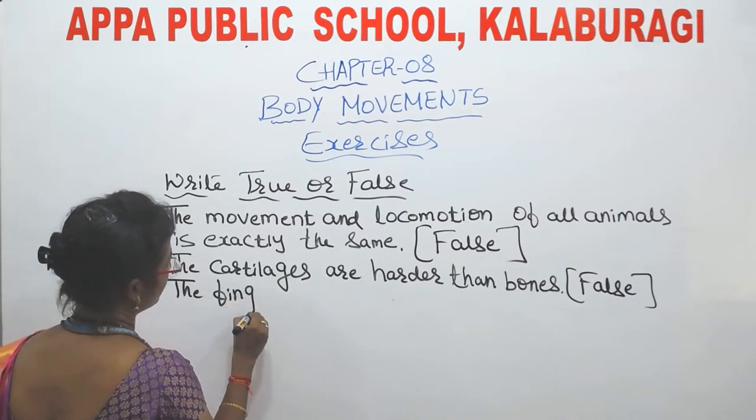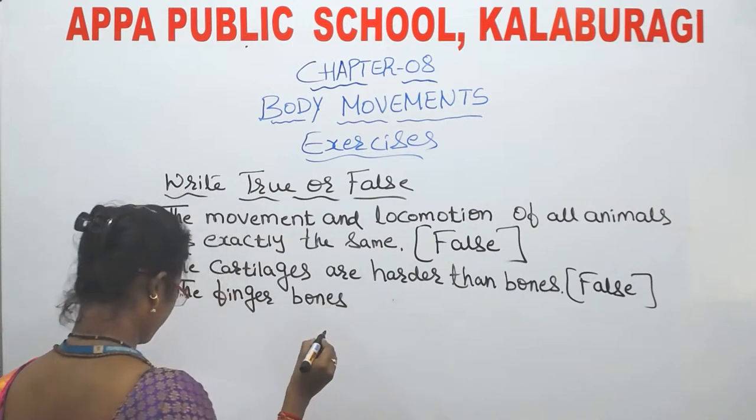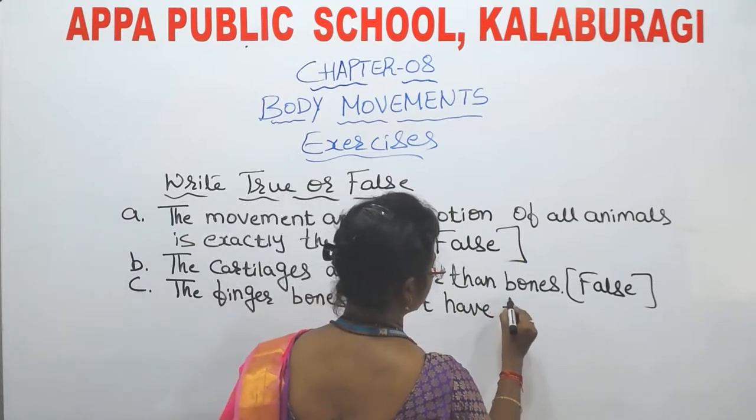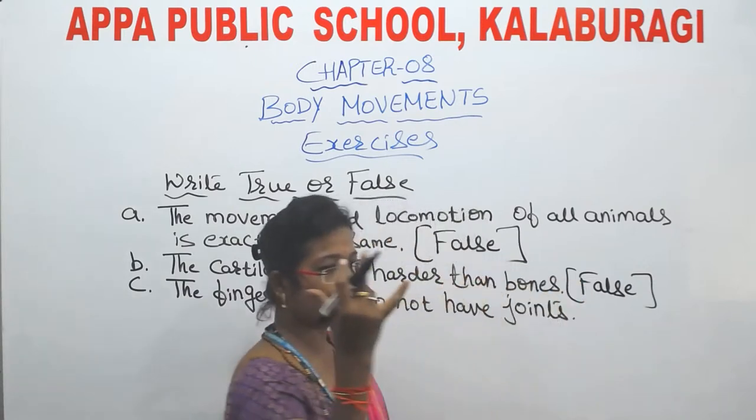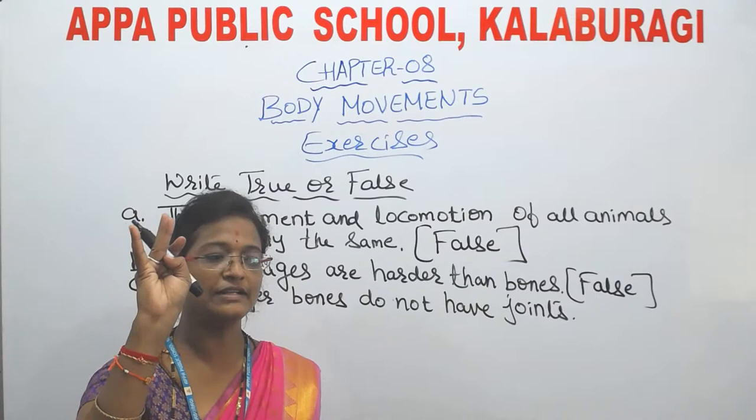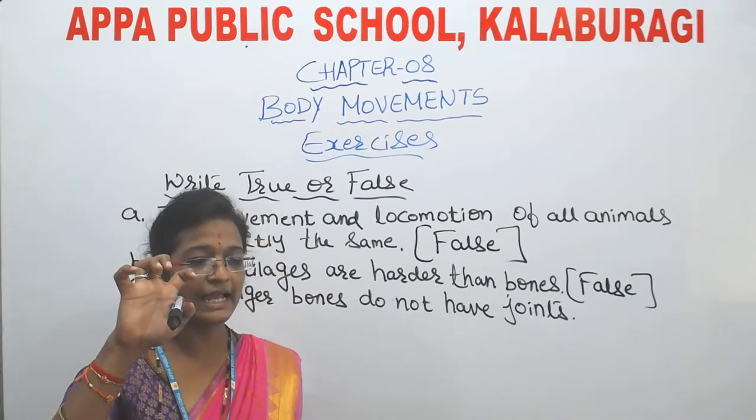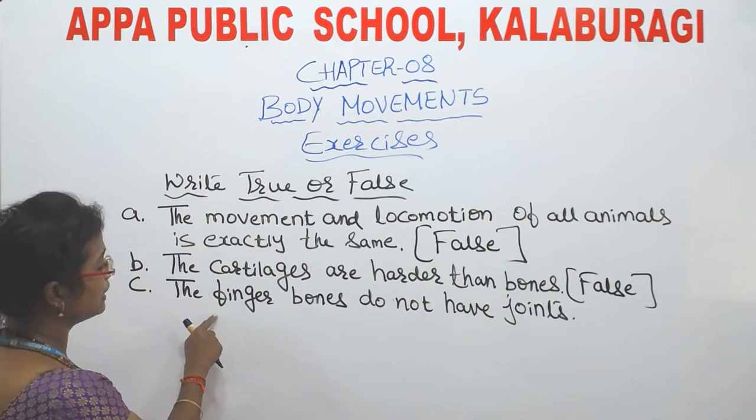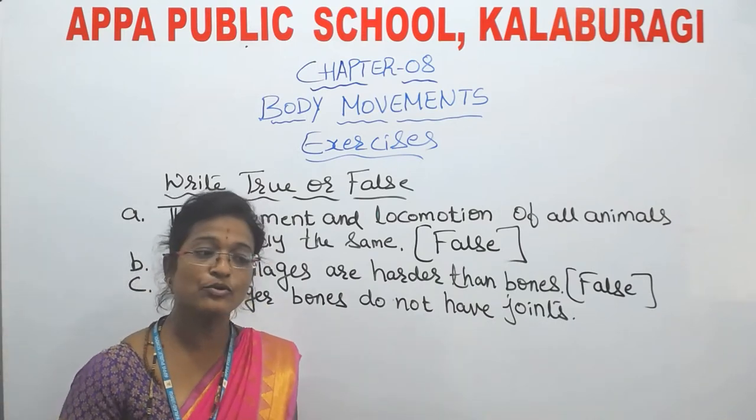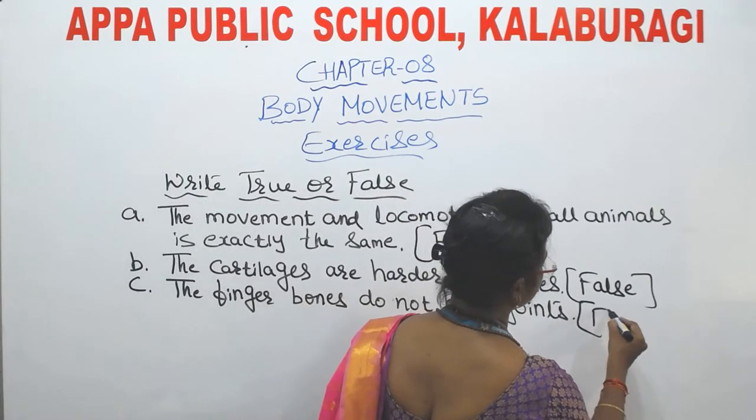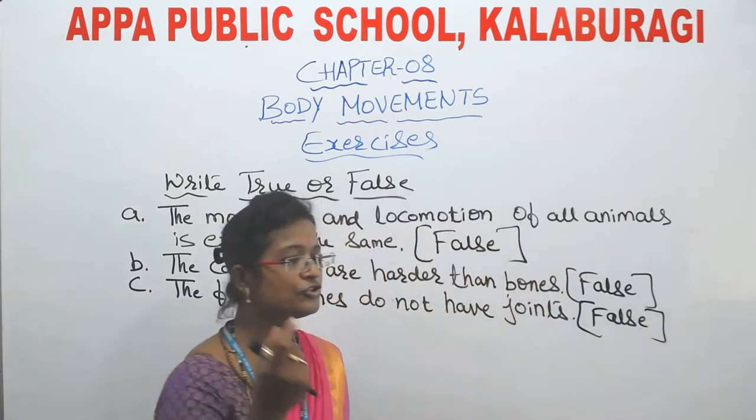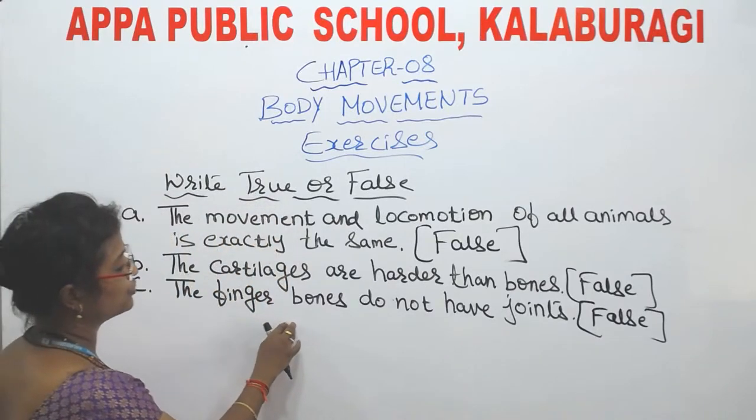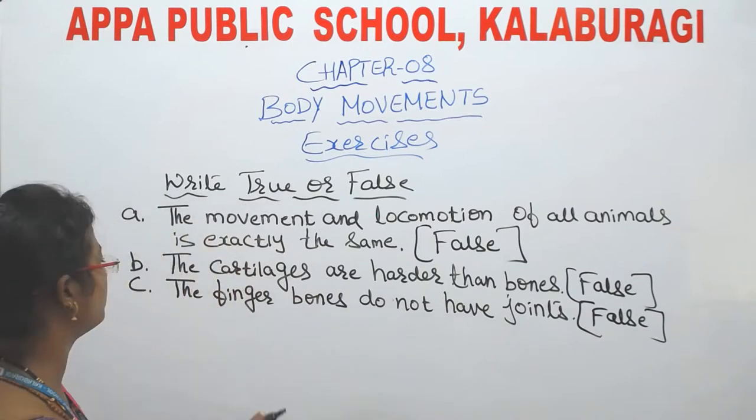The next statement is, the finger bones do not have joints. As we all know, in our fingers we find bones. Without joints, can we bend our fingers? No. The finger bones do have joints. So this statement is false. Without joints, how can we bend our fingers? There are small joints here.